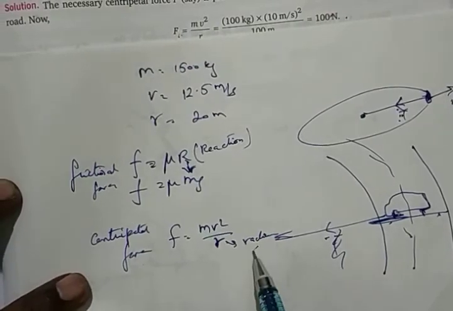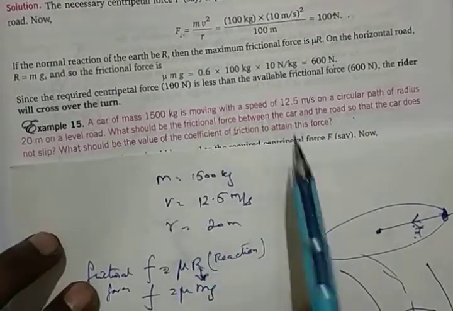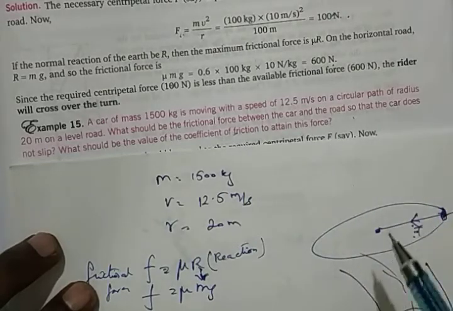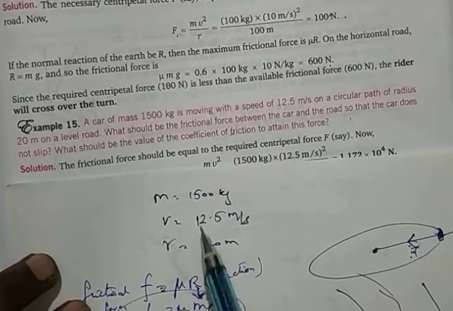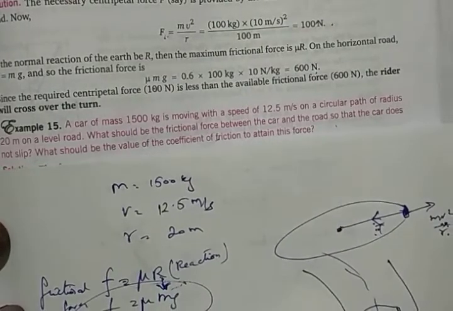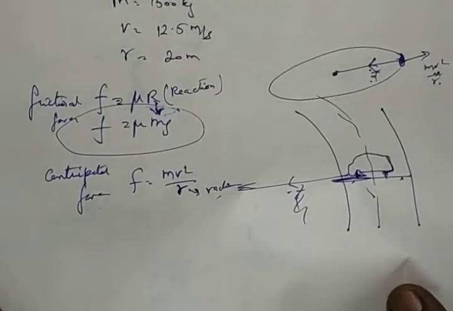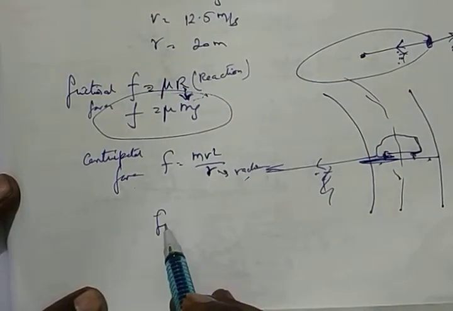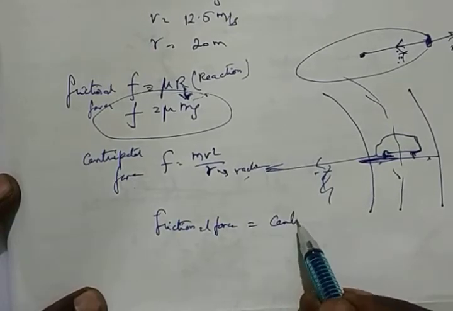Okay, now what is asked? They are asking how much would be the frictional force between the car and the road. That's what is asked. This is the big question here: what should be the frictional force? Okay, so can you try this one? How will you find out the frictional force? What are the basic parameters you need to get the frictional force? It is nothing but frictional force is equal to centripetal force.